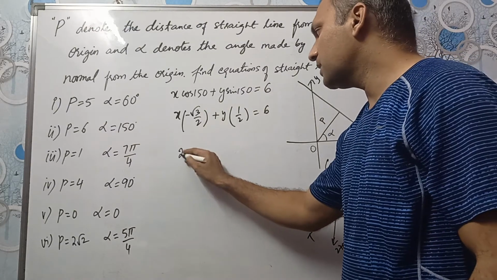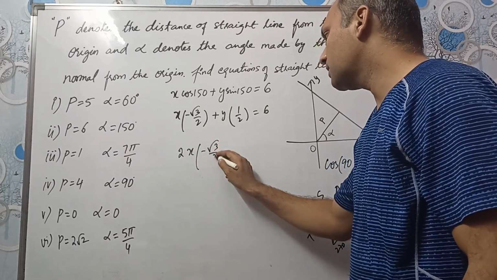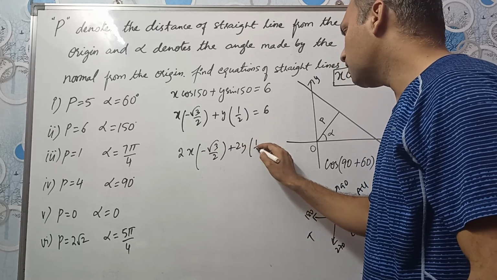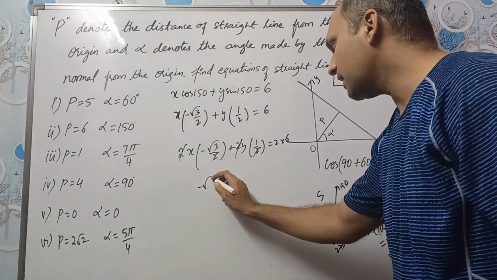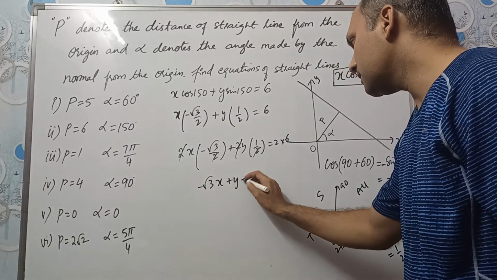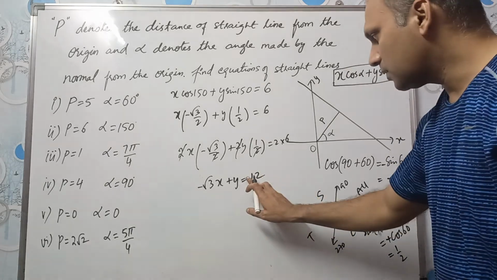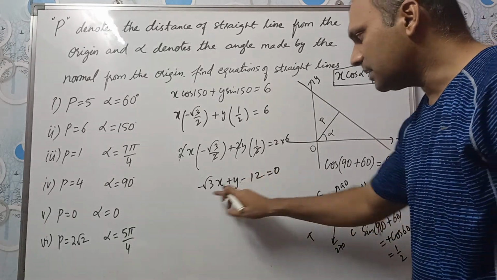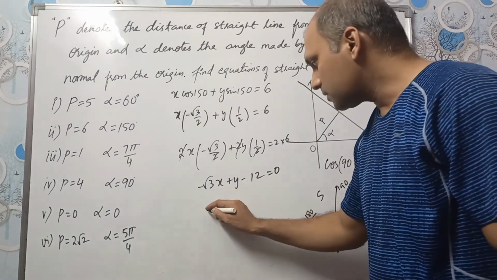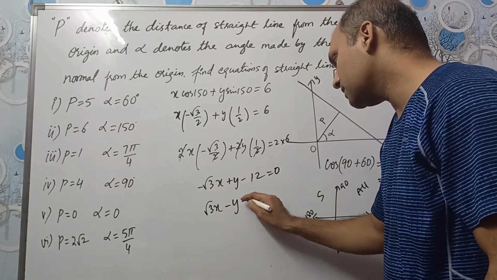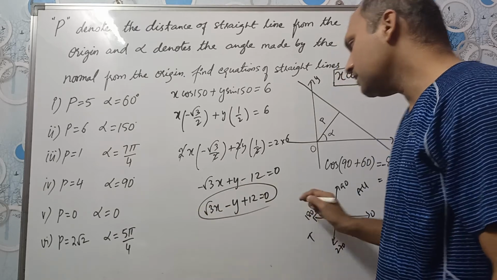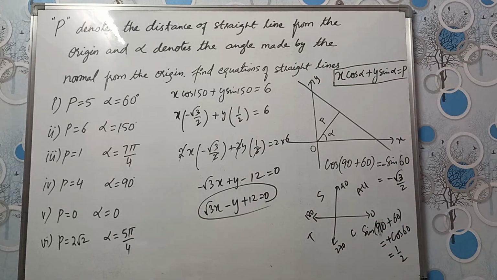Now multiply both sides by 2. So this is 2x into minus root 3 by 2 plus 2y into 1 by 2 is equal to 2 into 6. So 2 and 2, 2 and 2 will get cancelled here. We'll have minus root 3x plus y is equal to 12. Okay, this 12 goes on the other side, becomes minus 12. Generally we write positive values for x, right? So if you change the signs, this will become positive, this is negative, this will be positive. Okay, this is the equation of the straight line. Root 3x minus y plus 12 is equal to 0. All right.